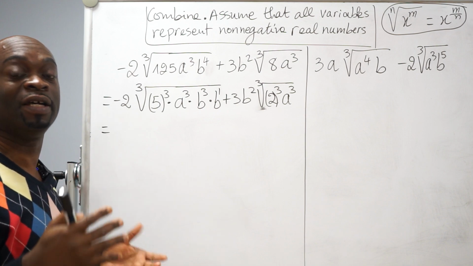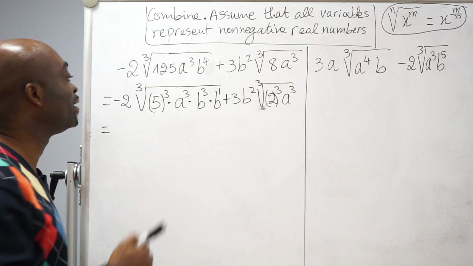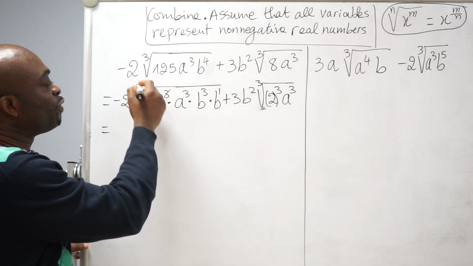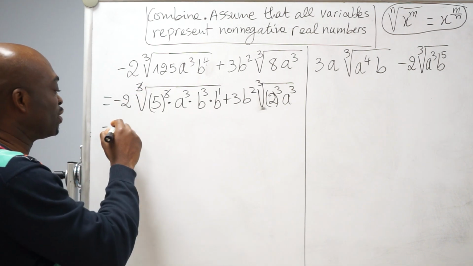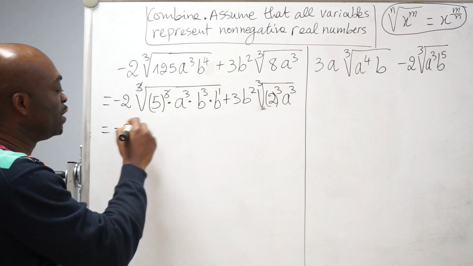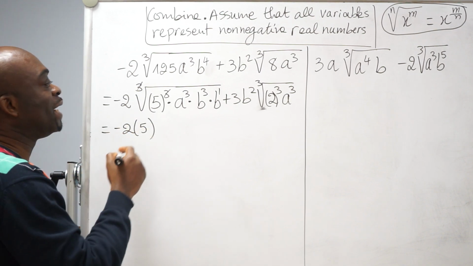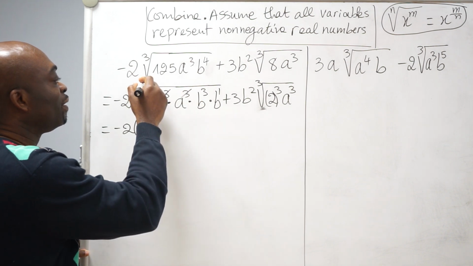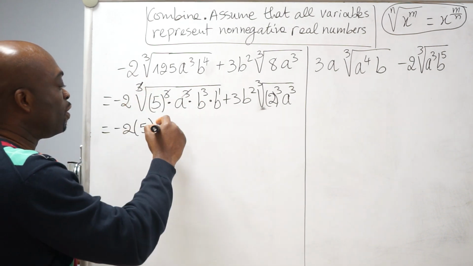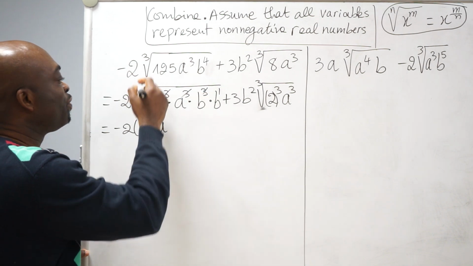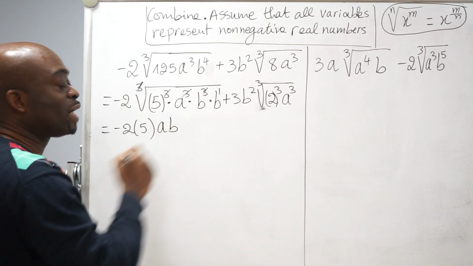Sometimes nothing stays inside. So in this case, what is coming out? We have 5, so the 3 is crossed out. That means 5 has to come out, so it's negative 2 times 5. Okay? What else is coming out? The A cubed, with the 3 here, so A also comes out. And for B, B cubed and 3, B also comes out.